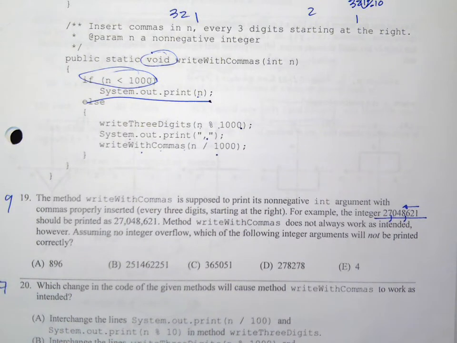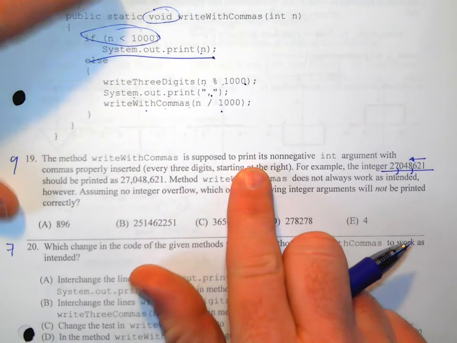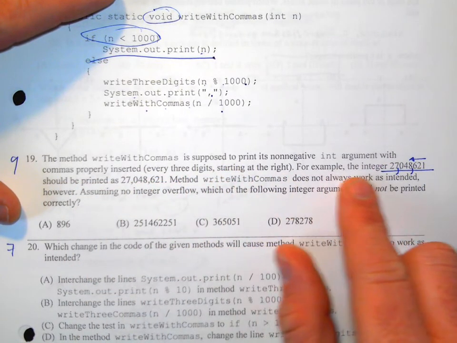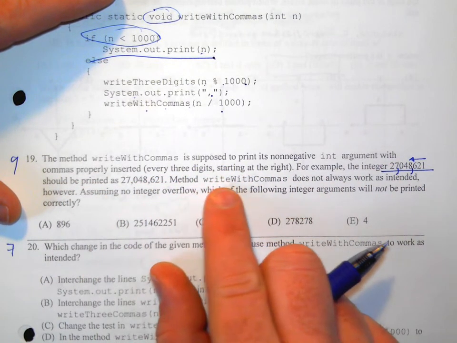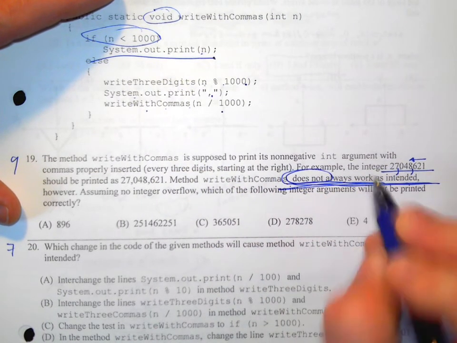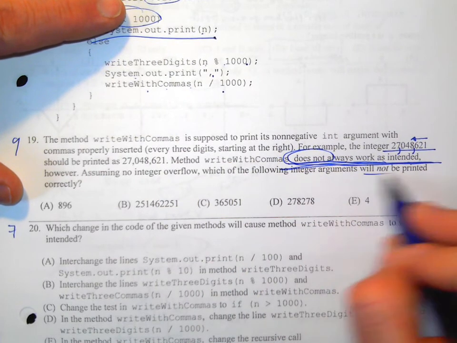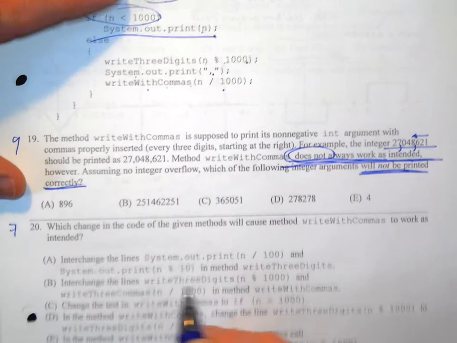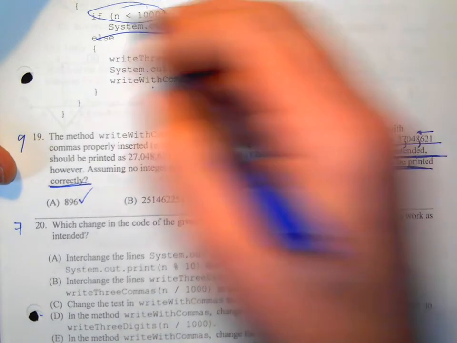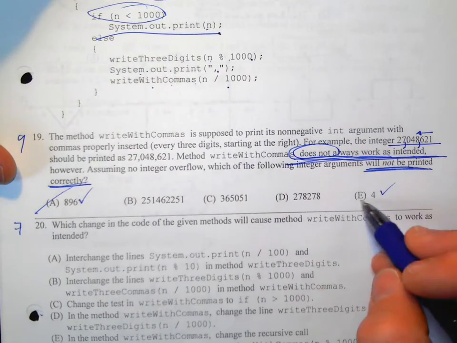It says it's supposed to print its non-negative integer argument with commas properly inserted every 3 digits starting at the right. For example, it gives: method write with commas does not always work as intended. However, assuming no integer overflow, which of the following integer arguments will not be printed correctly? Now, the ones that are less than 1,000, I think those are fine. There's nothing wrong with that. It just prints them out. So it's not going to be those.